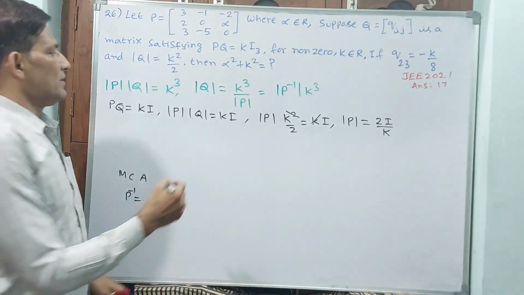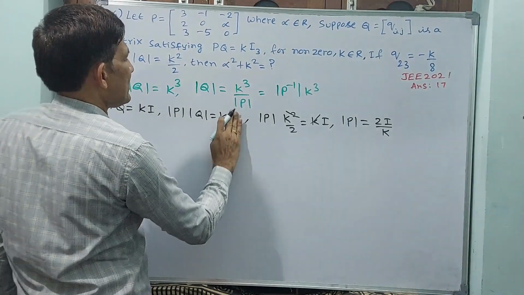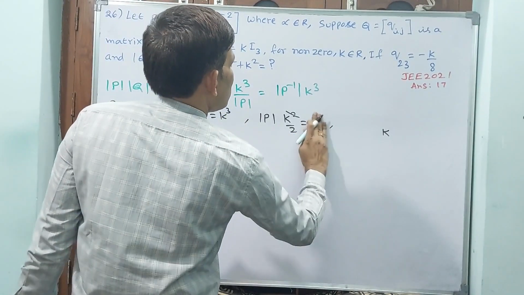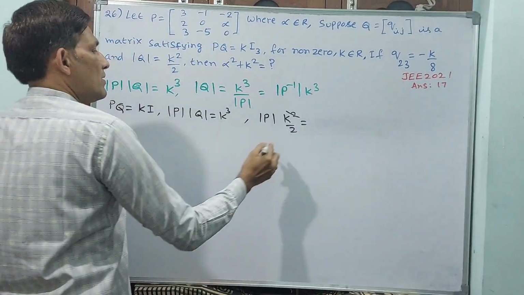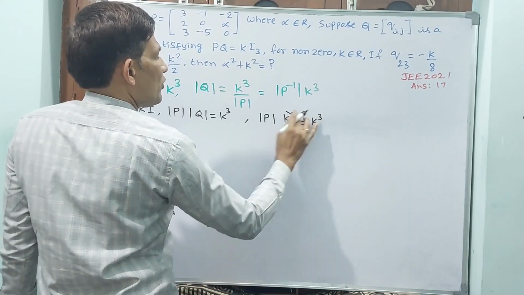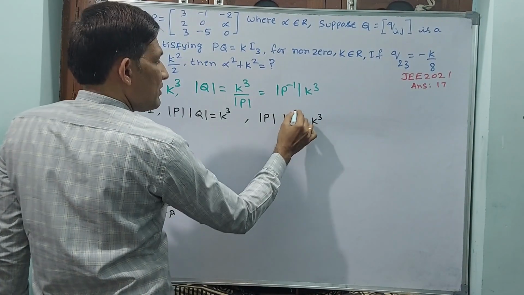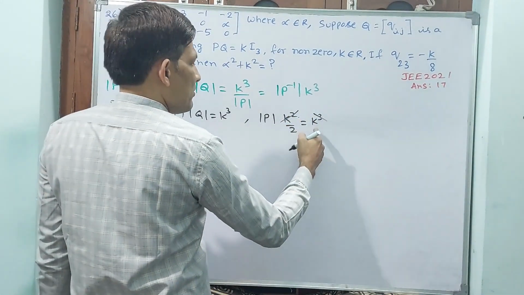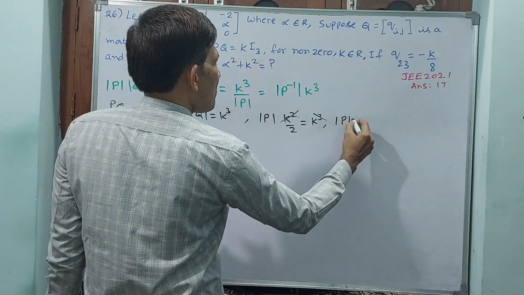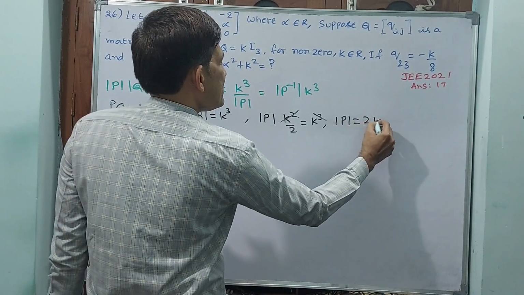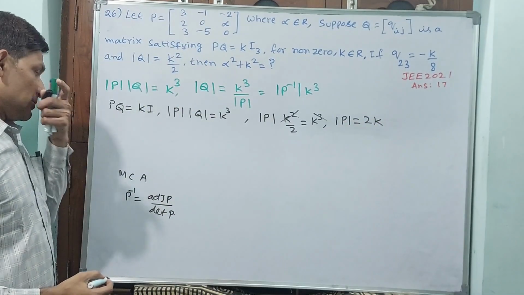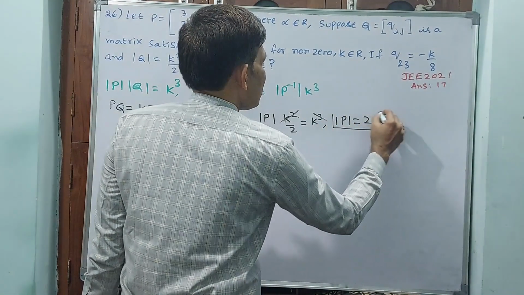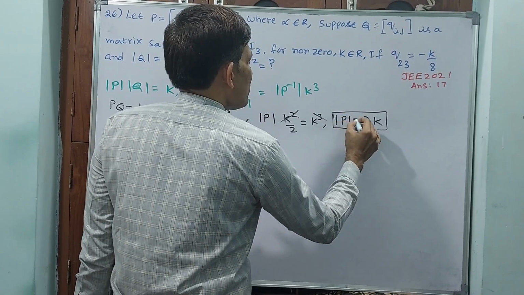Determinant of P into determinant of Q is equal to KI. Okay, both sides, see here, determinant means K cube we have right here. Determinant means K cube. Then we will write K cube. K cube means this will completely go, and only a square goes, K will be there. That means we can say determinant of P is equal to 2K. Determinant of P is equal to 2K. This you box it. Why? Because these are all required.